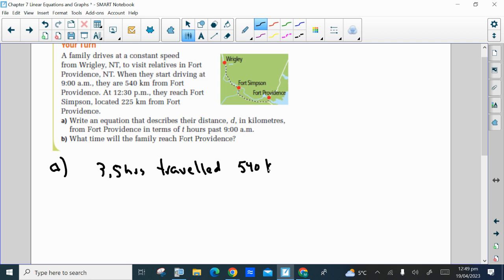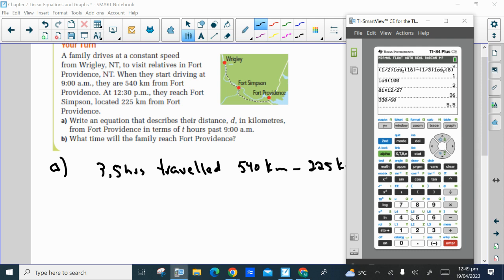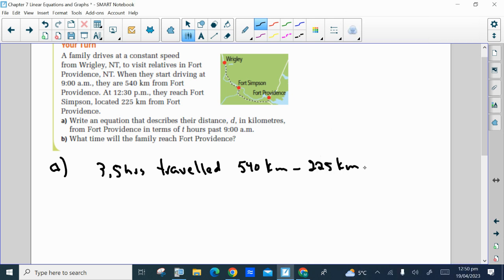When they start their journey, they're 540 kilometers away from Fort Providence, and at 12:30 now they're only 225 kilometers away from Fort Providence. So if we subtract those, that's how far they traveled in 3.5 hours. So they traveled 315 kilometers in 3.5 hours.